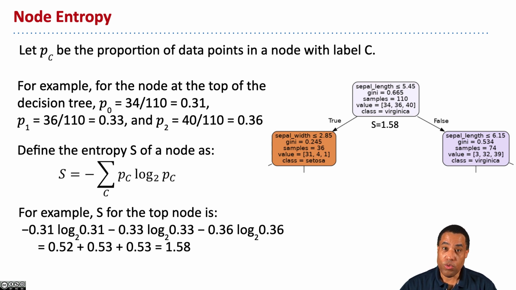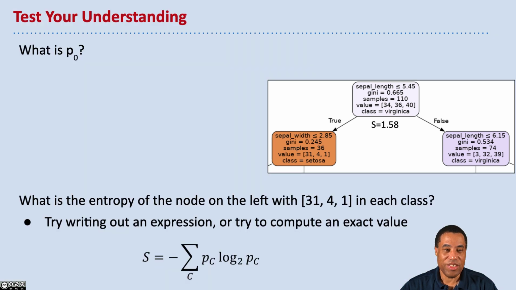Okay, so let's try a little question. What is P sub 0 in this case, right? And what is the entropy of the node on the left with 31, 4, and 1 in each class? So try writing out an expression or actually computing an exact value. So pause the video and then work through it. So again, determine what P sub 0 is and then write out an expression for the node on the left, the node in orange.